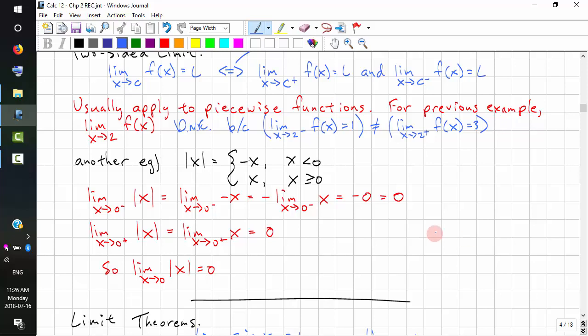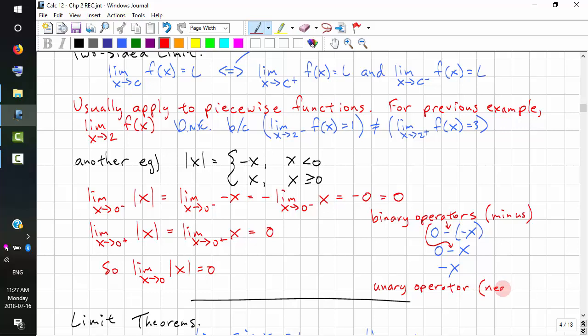Just so that you know the proper definitions: 0 minus x, negative x. We have binary operators. That means it takes two parameters. That's this one, and it's also this one. So these are minus signs. This is a minus because it's binary. A unary operator means it's just one operator. It just takes one parameter, and this is a negative.